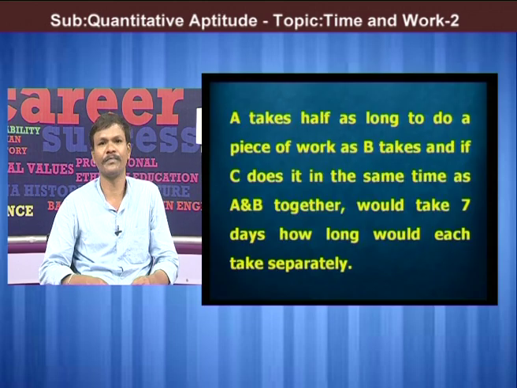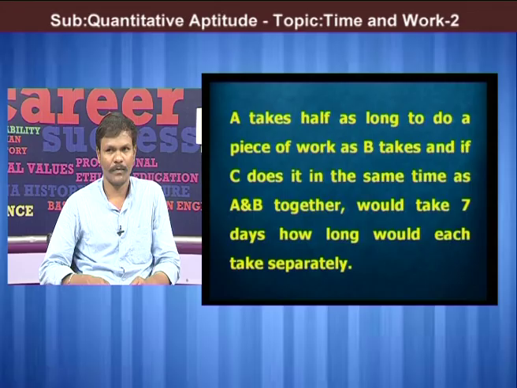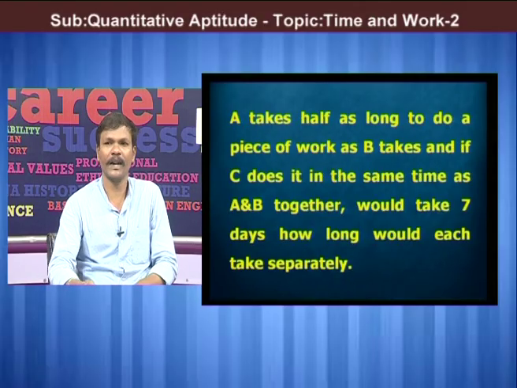The next question is: A takes half as long to do a piece of work as B takes, and if C does it in the same time as A and B together would take, 7 days, how long would each take separately?